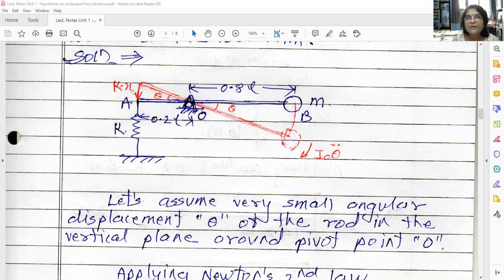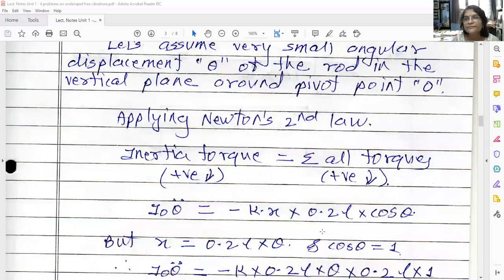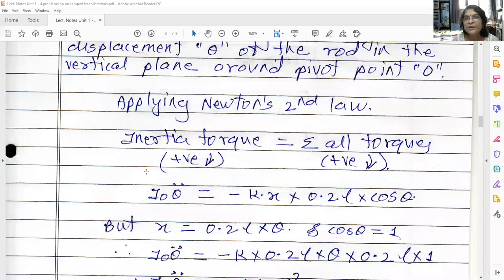So what is the relation between this X and this theta? See, how much is this distance? This is 0.2 L from O to A, and from O to B it is 0.8 L. So what is the relation between X and theta? You have to simply apply the formula: arc is equal to theta into length or radius. So X is equal to 0.2 L into theta.